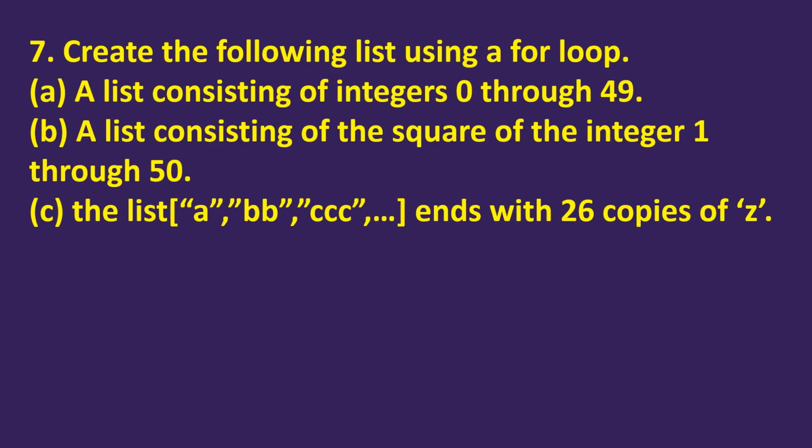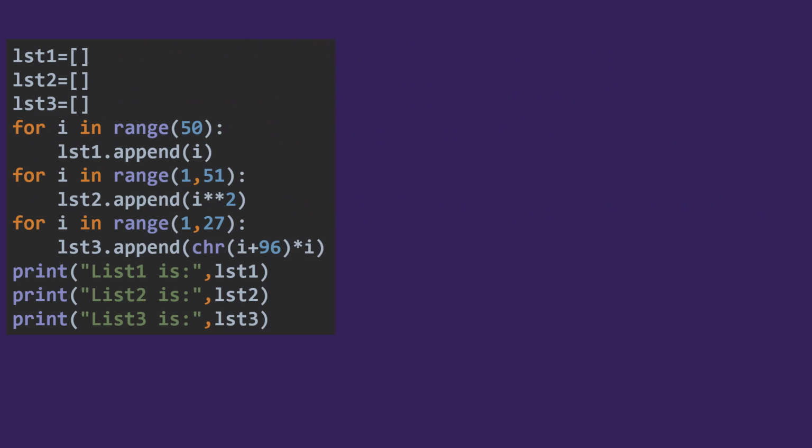A is a single time printed. B is 2 times. B is another string. Then C is another string. That means depending on the position of the characters, that character is printed that many number of times. And it ends with 26 copies of Z. Now let's do this program.